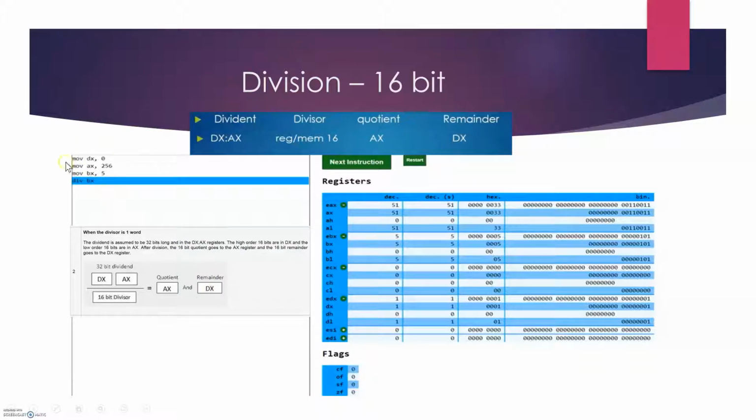Here's an example explaining that. Move DX 0, which means that our remainder is 0. Move AX 256 means our dividend is 256, and we're dividing our dividend by 5, which is in BX, our divisor. So at the last, you did the command for divide, and here are your results. AX is your quotient, and DX is your remainder, and here you can see.